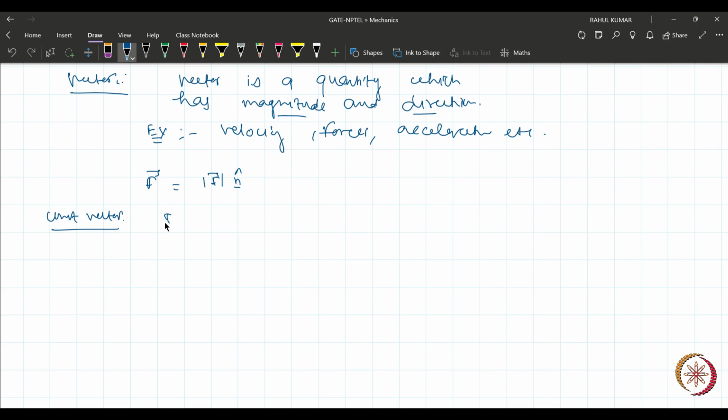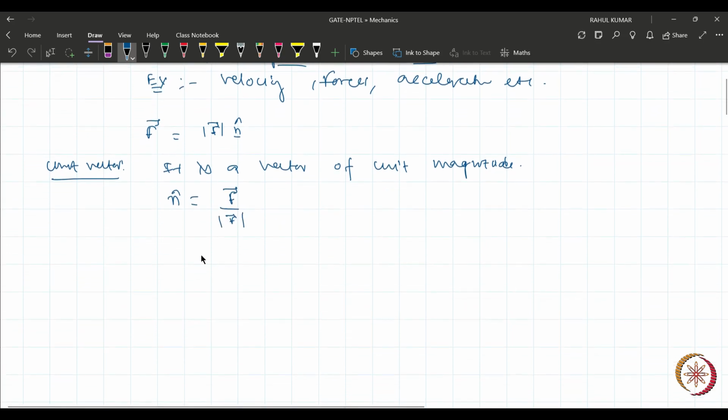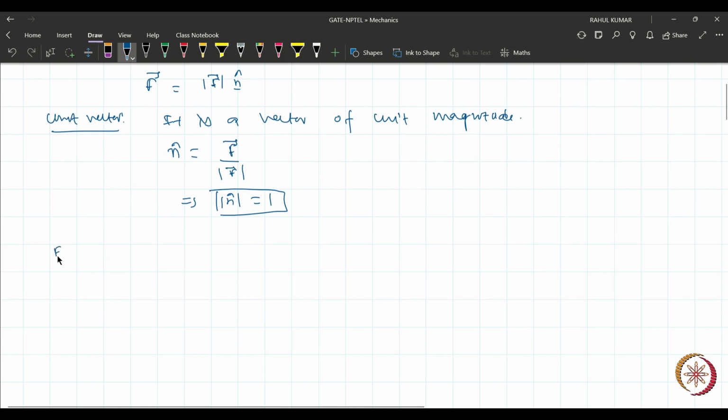Unit vector, it is a vector of unit magnitude. Okay. Suppose there is a force F. So how will you determine the unit vector? Unit vector can be determined by dividing the force, I mean any vector, by its magnitude. Okay. So we can say that the magnitude of unit vector is always 1. Okay. Now we will move to the equal vectors.